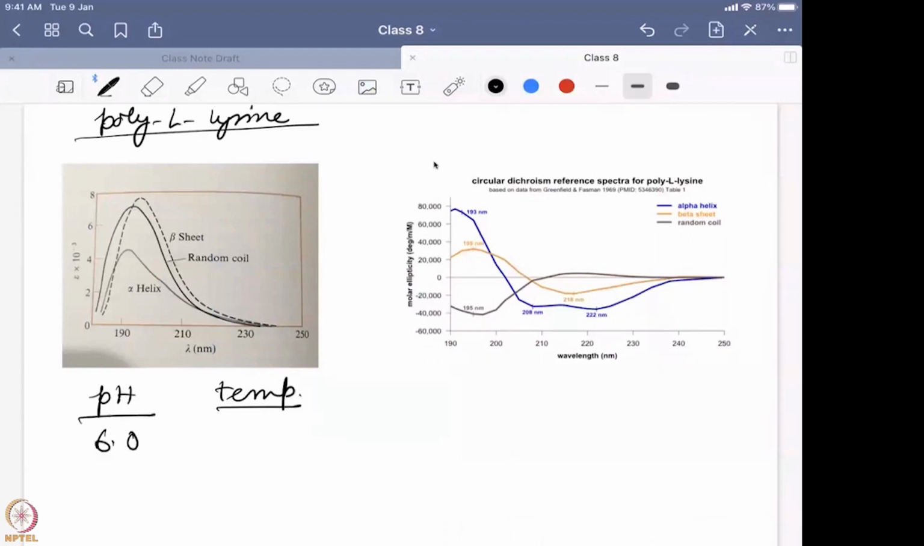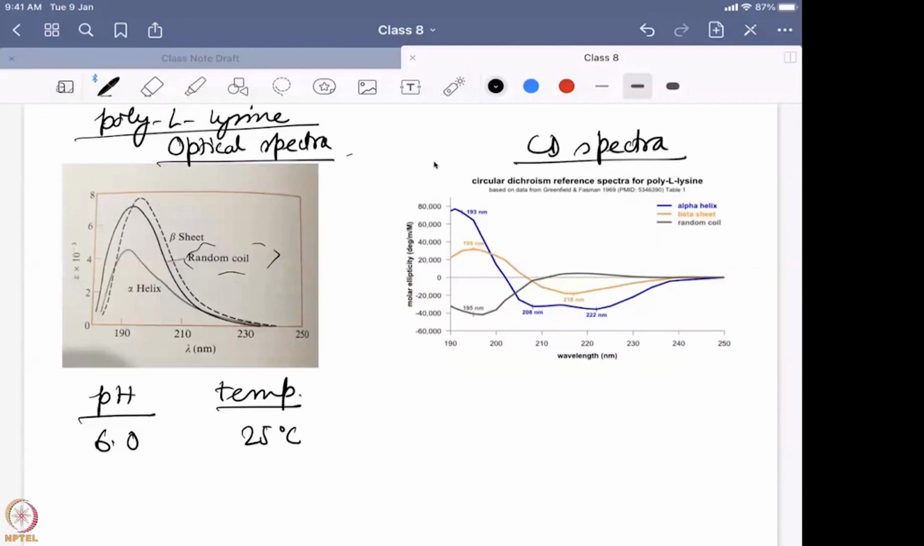At pH 6, at 25 degrees centigrade, this is the optical spectrum of it, and this is the CD spectrum. When you run that at pH 6 at 25 degrees centigrade, you get this black line over here. It clearly suggests that it is nothing but a random coil, and it is fully supported by the CD spectra. No other structures are present. That is an inference you cannot draw just from the optical spectra on the left-hand side.